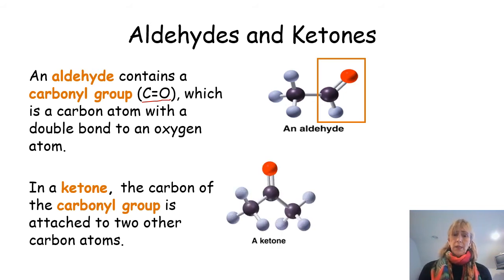So here's a ketone. Here is our carbonyl group, carbon doubly bonded to an oxygen. There's our carbonyl. We have the same thing here in the aldehyde, but notice the difference. In the aldehyde, our carbonyl carbon is bonded to a carbon on one side and a hydrogen on the other. In a ketone, that carbonyl carbon is bonded to a carbon on both sides. So there's the distinguishing feature of a ketone: a carbonyl, and on one side it's bonded to a carbon, and on the other side it is also bonded to a carbon.